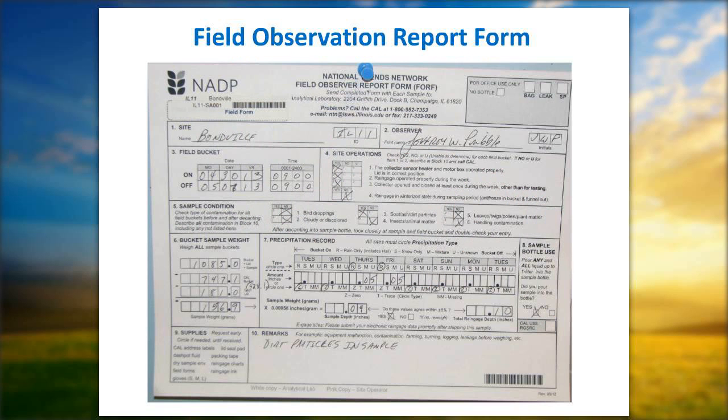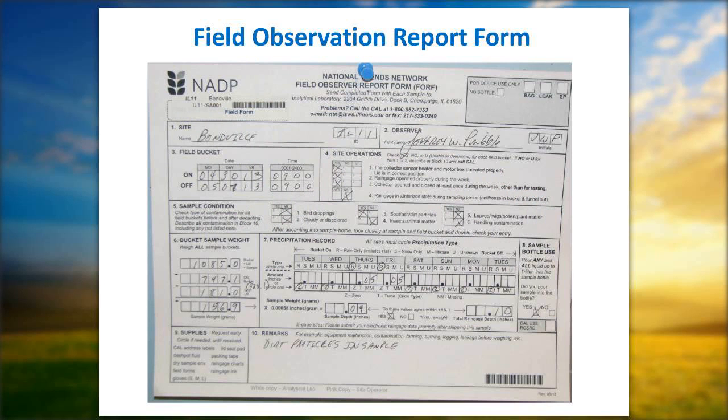Next photo, please. Completed field form. We always stress that you complete every facet of this field form. Areas that we really stress are section 4 and section 5. We want you to see the operation of the particular collector and gauge that, because the working aspect of the equipment can affect the validity of the sample.